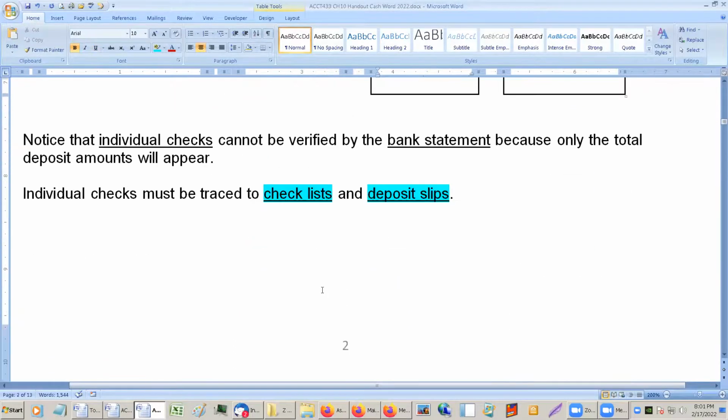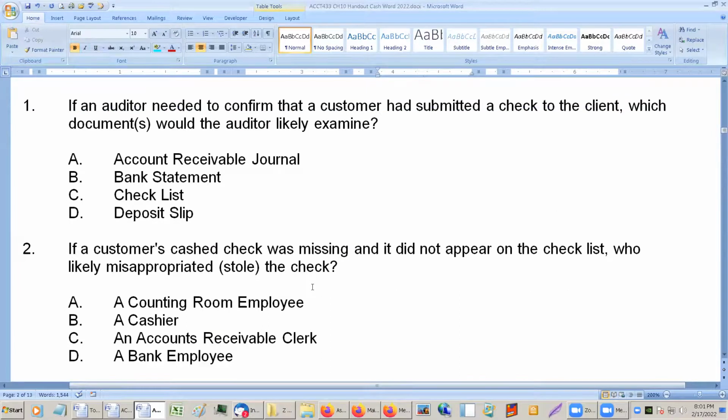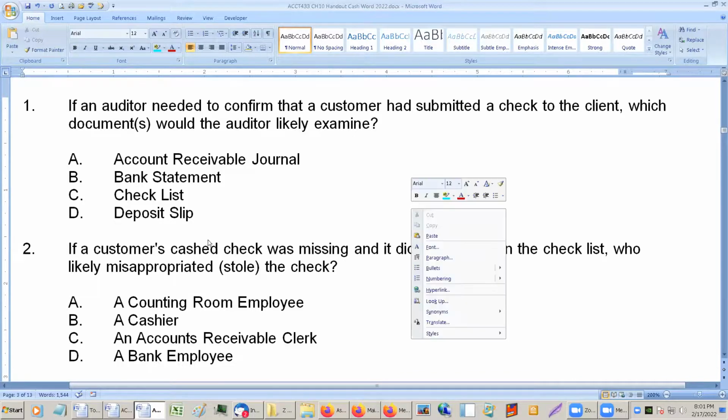But let's just look at a couple of questions here, then we'll call it a day. If an auditor needs to confirm the customer has submitted a check to the client, which of the following documents would the auditor most likely examine? We just talked about.